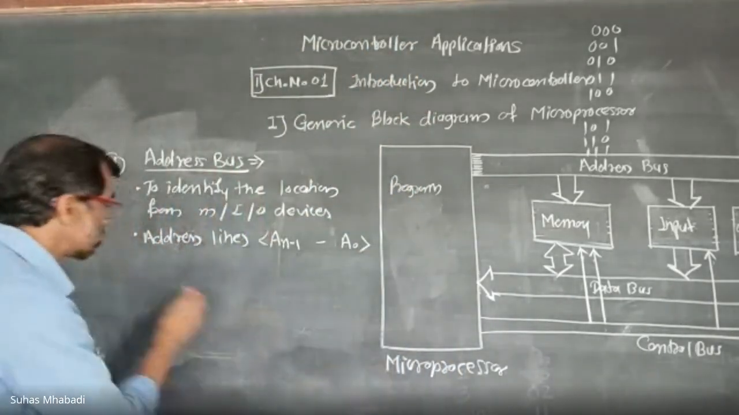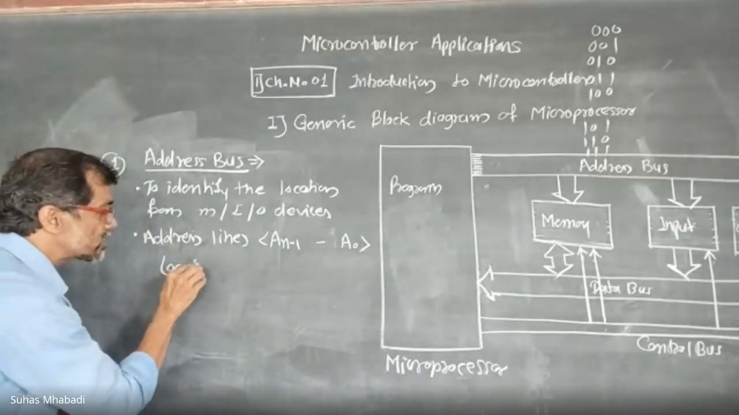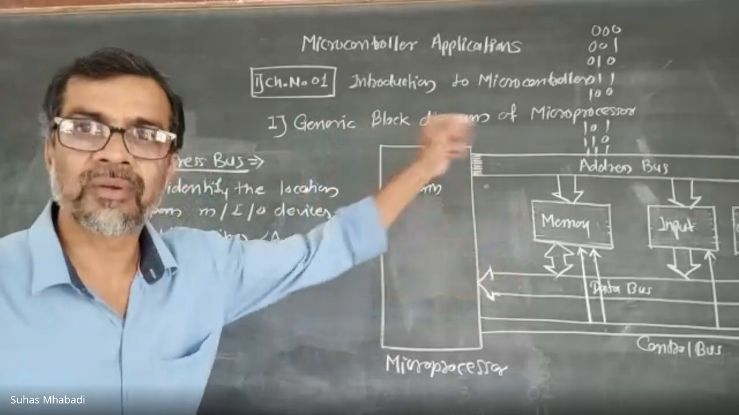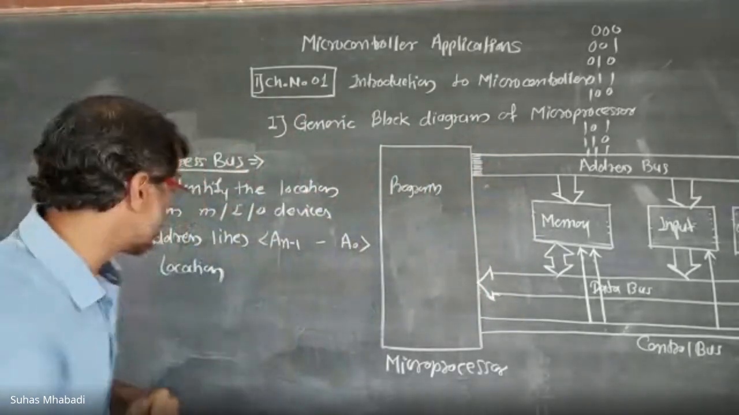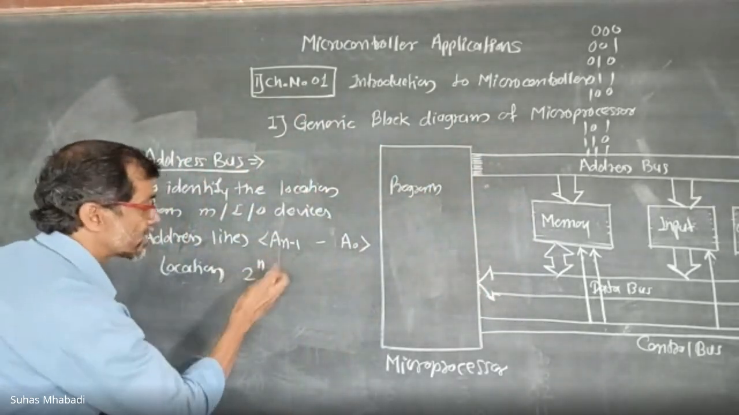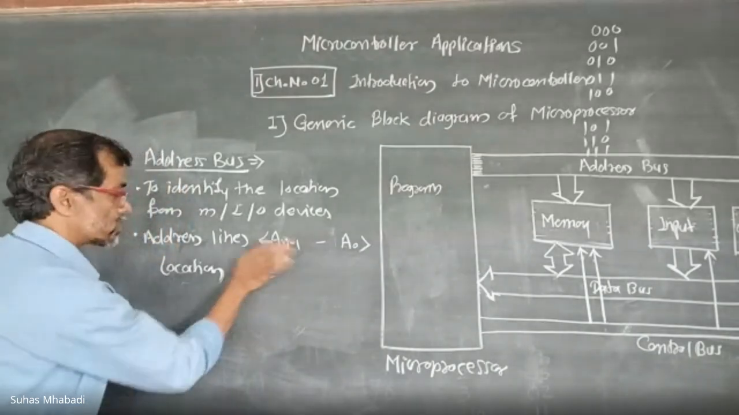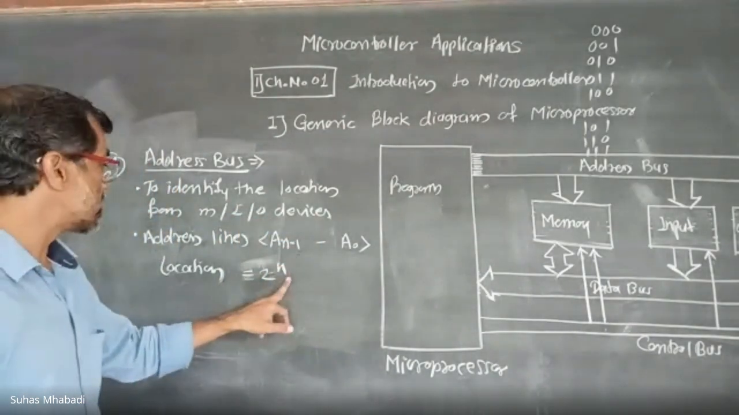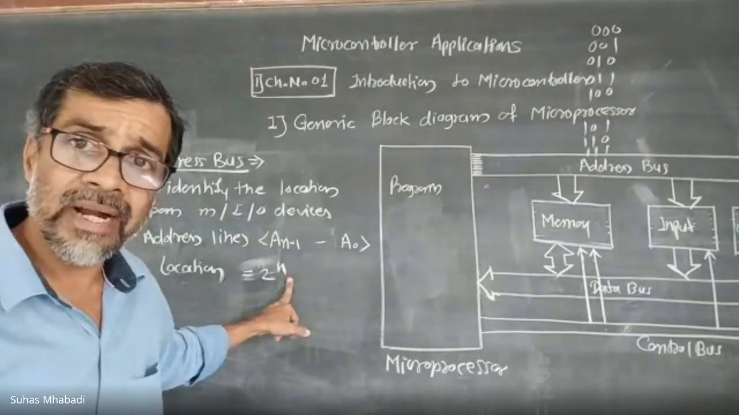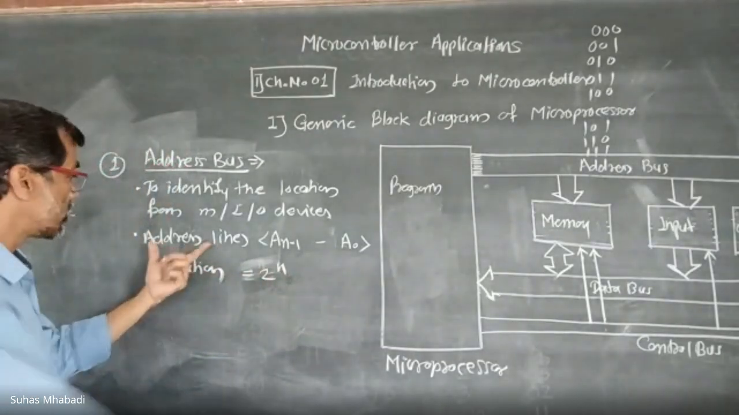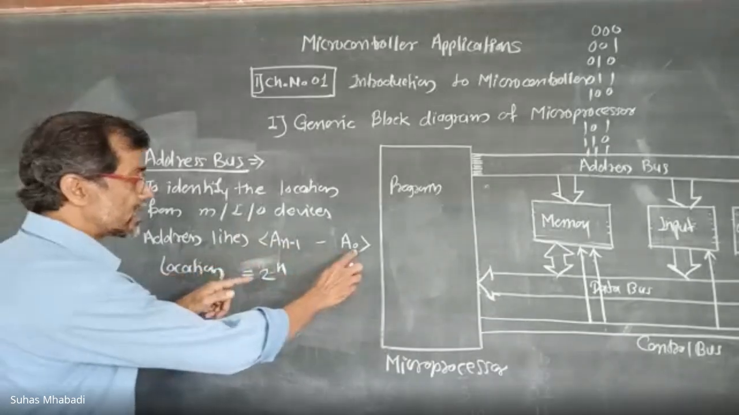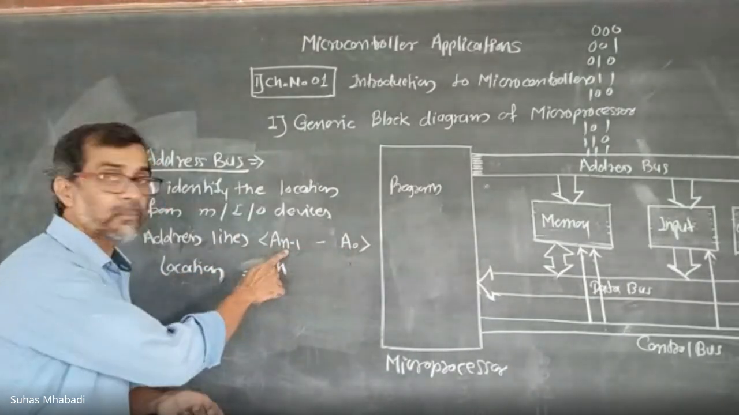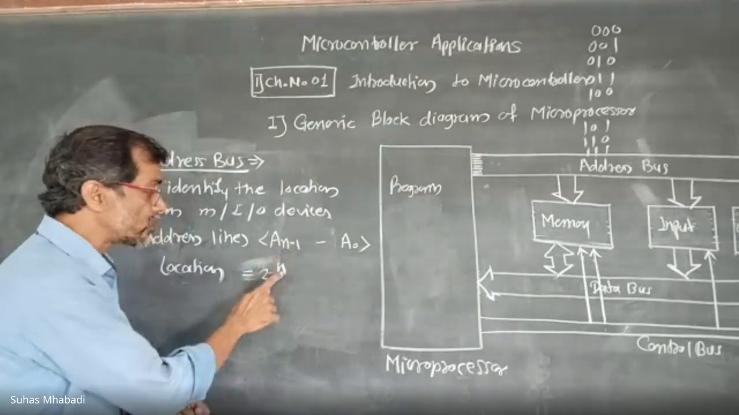Okay. So what do the locations mean? Some of them are from memory, some from input, some from output. The number of locations is equal to 2 raised to n, where n is the number of address lines. Address lines are given as A0 to A(n-1). The total lines should be equal to n. We will fill this up over here.